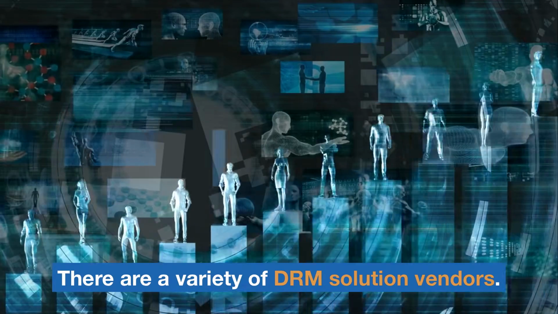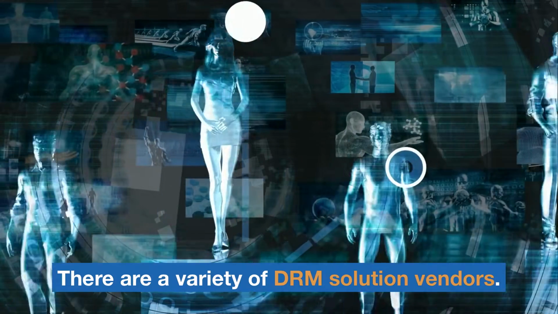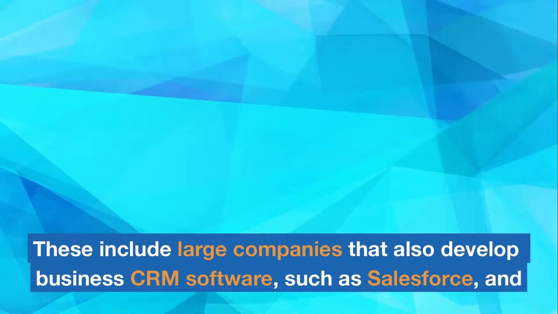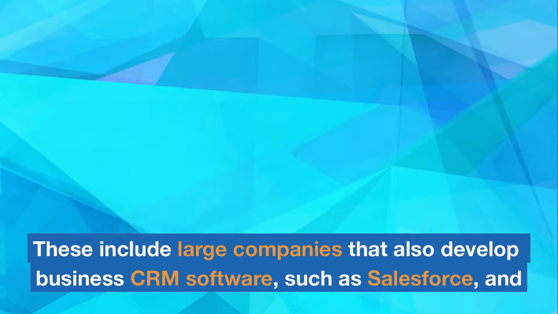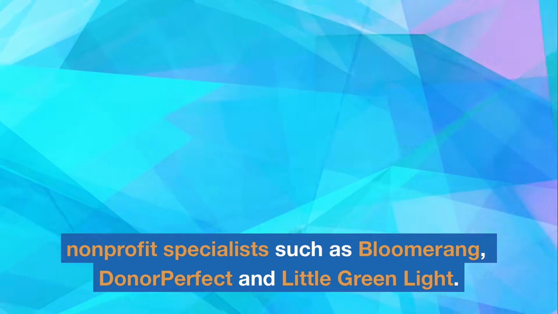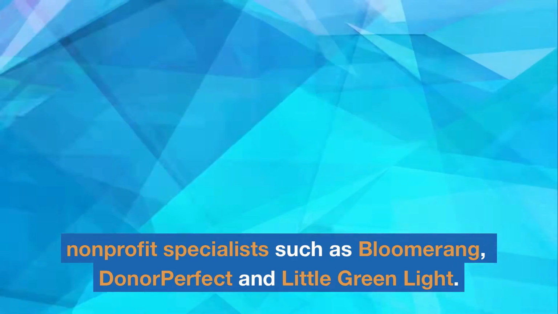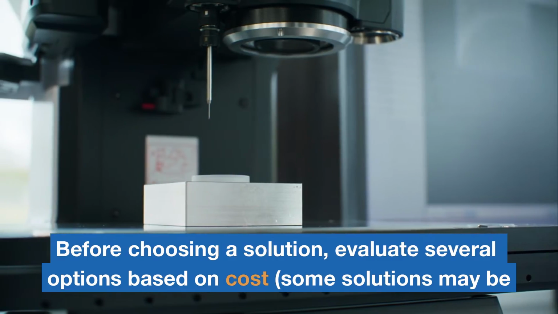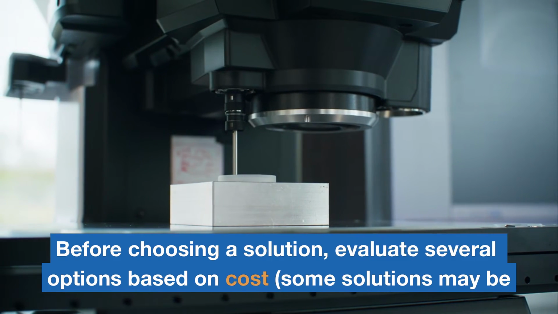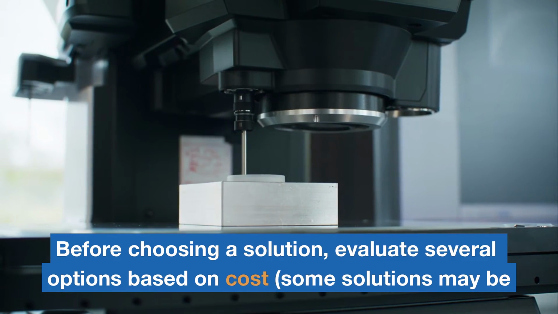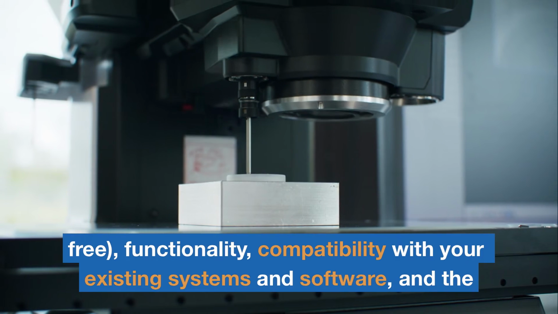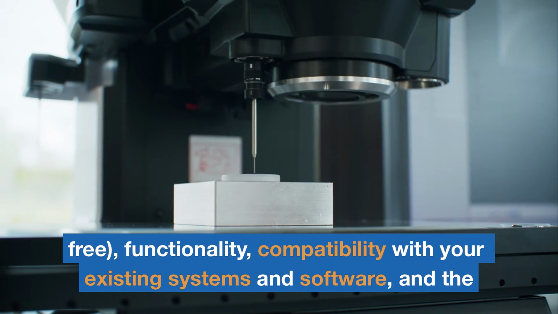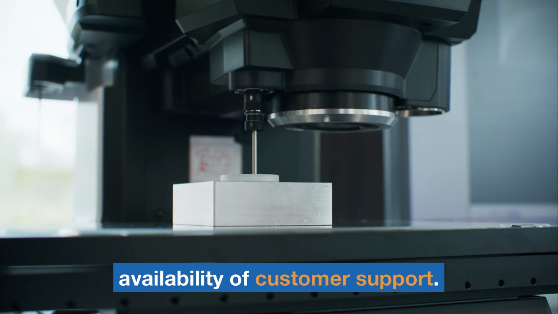Choosing a vendor. There are a variety of DRM solution vendors. These include large companies that also develop business CRM software, such as Salesforce, and nonprofit specialists, such as Bloomerang, Donor Perfect, and Little Green Light. Before choosing a solution, evaluate several options based on cost. Some solutions may be free. Also consider functionality, compatibility with your existing systems and software, and the availability of customer support.